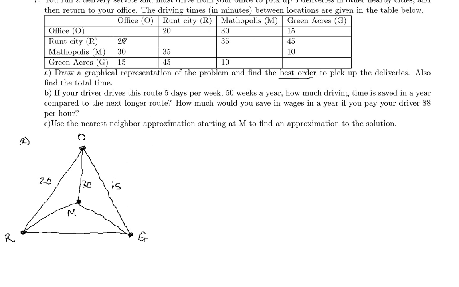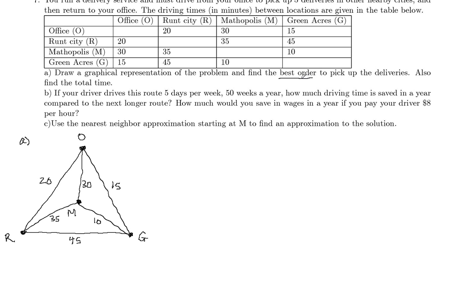And now go to the second row. Here, Runt City to Mathopolis, R to M is 35. And then this 45 is from R to G. And then we've got this 10 which is left, and that's from M to G. So M to G is 10 right there. Okay, so that's the first part: draw the representation. And then find the best order.